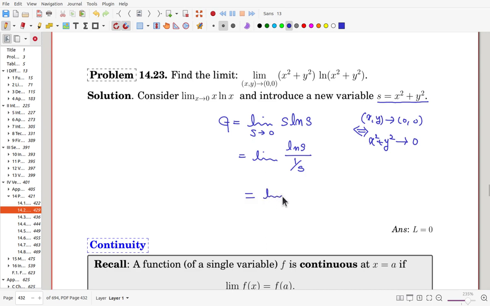So that is the same as the limit. The derivative of this one is 1 over s, and the derivative of this bottom is minus 1 over s squared. And that whole thing is minus s. Okay, that is minus s. So once you apply the limit, that must be 0. So the limit of this function is 0.